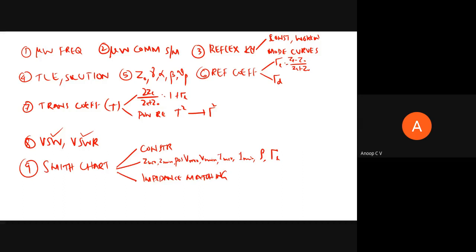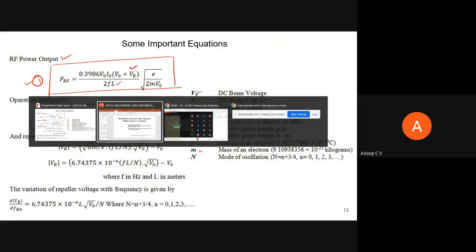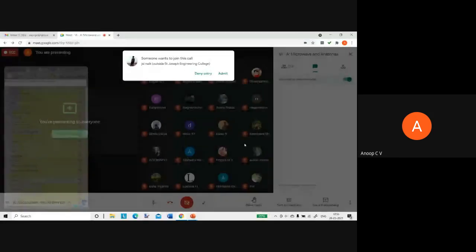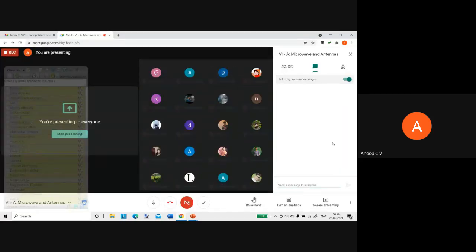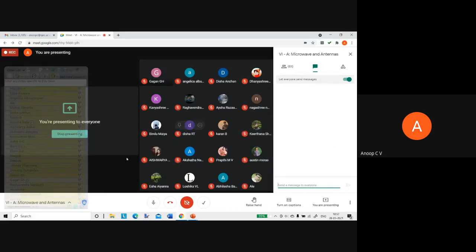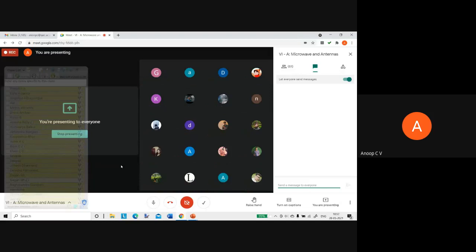Any doubt in this? I think only for microwave and antennas you will have fewer topics, only one module. All other subjects you may have more than one module. So no problem, let your first internal go well. Please do write well. After the first internal, I'll be taking up the topics like we have done now. Today the klystron, that entire topic I finished in one day, but I think that would be fine.